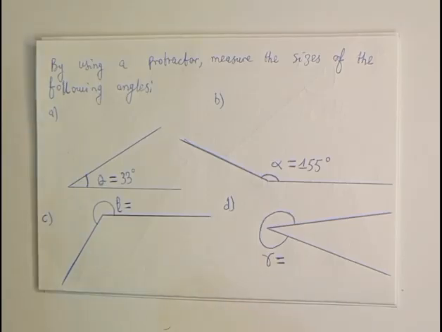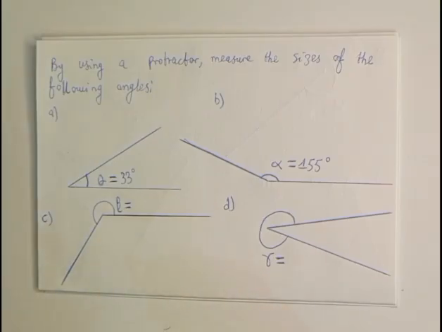For C, we have to measure the angle beta. For us to easily measure the angle beta, we are going to make use of the fact that one complete revolution is equal to 360 degrees. That means the sum of all the angles around a point is equal to 360 degrees. What we are going to do is measure this angle using our protractor. Then we subtract the angle from 360 degrees to get the angle beta.